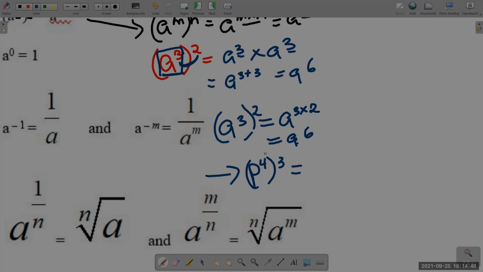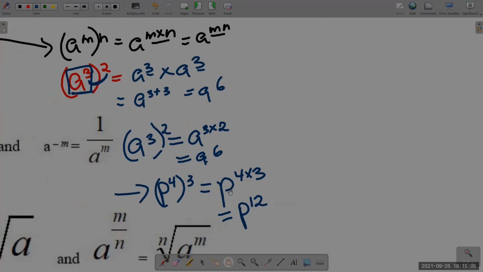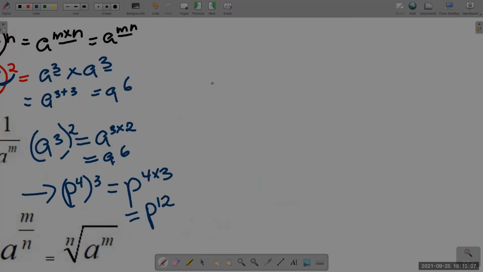Okay, so here's what we have, guys. It's going to be P, 4 times 3, which is equal to P to the 12th power. T, you see how we got that? Let's try another one. A to the 5th, and 2 outside. What's my answer?